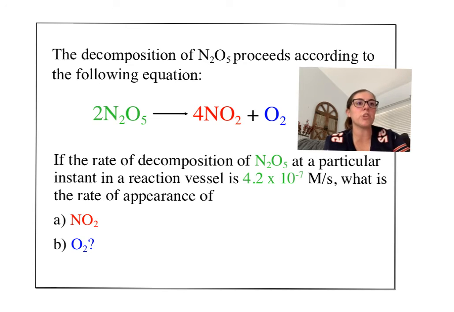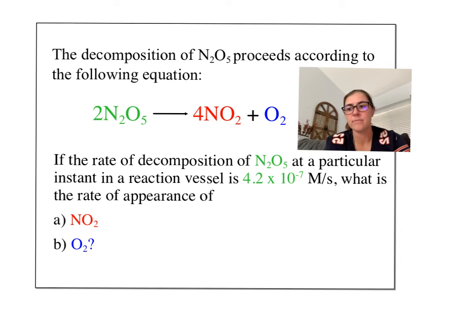So, using what we just learned, I want you to pause the video and try this one. We have a reaction, it's balanced already. I know the rate of decomposition of N2O5 at a particular instant, so I know the instantaneous rate of disappearance of N2O5, 4.2 times 10 to the negative 7th molarity per second. Okay, I want to know the rate of appearance of these two. So let's try using the stoichiometry. So pause the video for me.